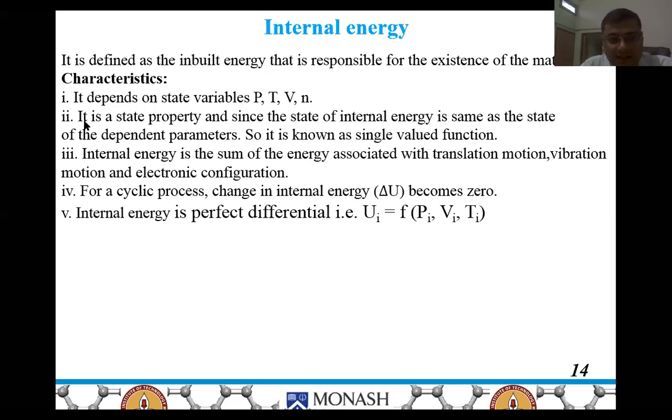Internal energy is the sum of energy associated with translational motion, vibrational motion, and electronic configuration. For a cyclic process, the change in internal energy delta U is equal to zero, as the initial state and final state are the same. So the change in internal energy is zero. And internal energy is a perfect differential, so U will be represented as a function of pressure, volume, and temperature.